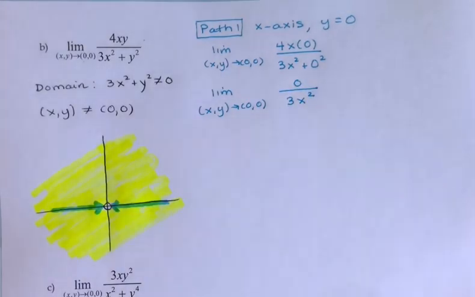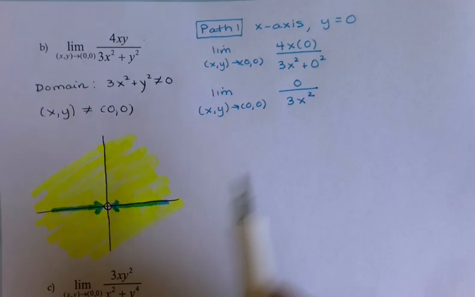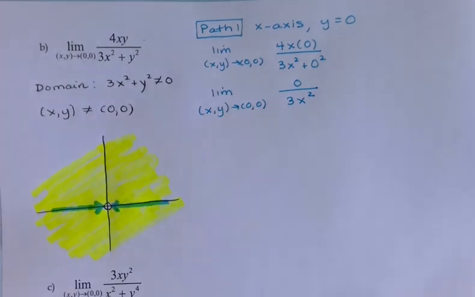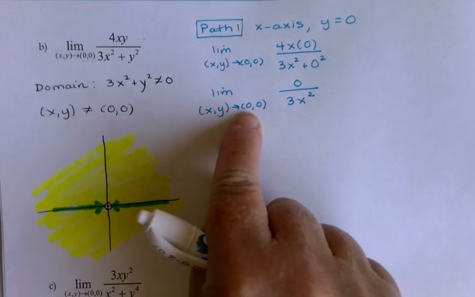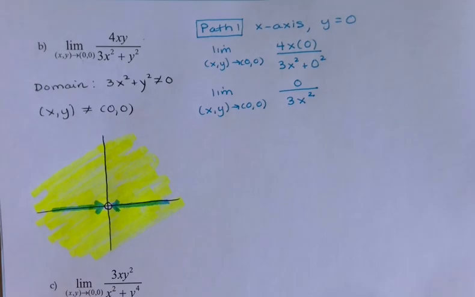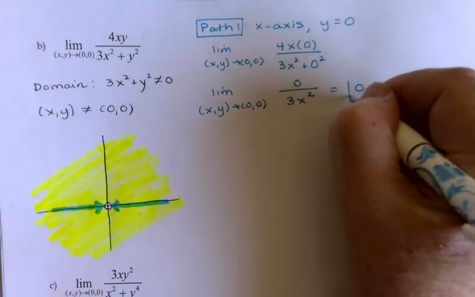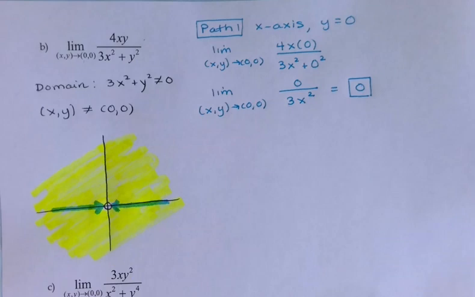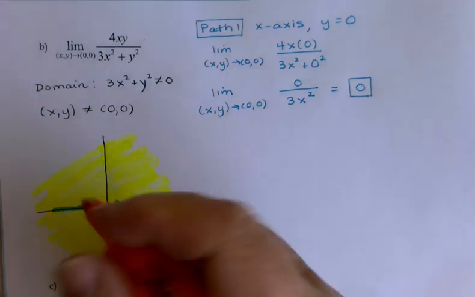So of course the top, 4x times 0 is 0, and the bottom I have 3x squared. 0 over 3x squared can be simplified to 0 before we plug in the value of 0. Keep in mind this is approaching 0, not at 0 right now, so it's okay to simplify this fraction to 0. Okay. I need a contradiction to that. Let's try the y-axis next.